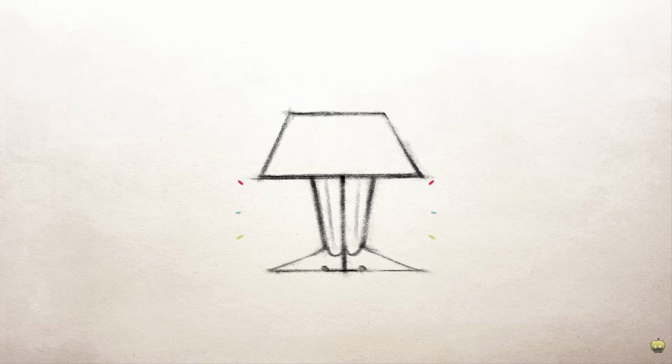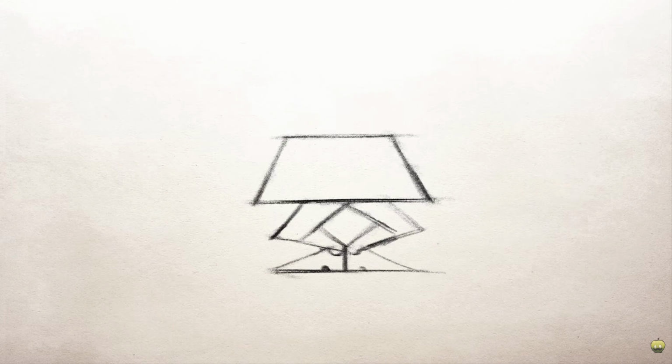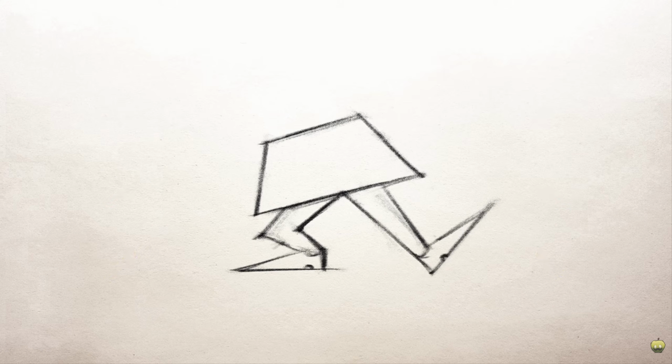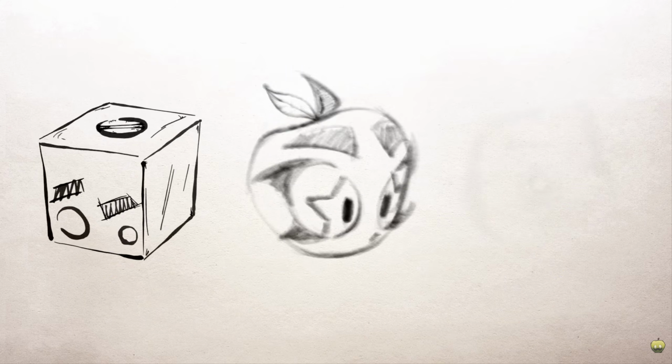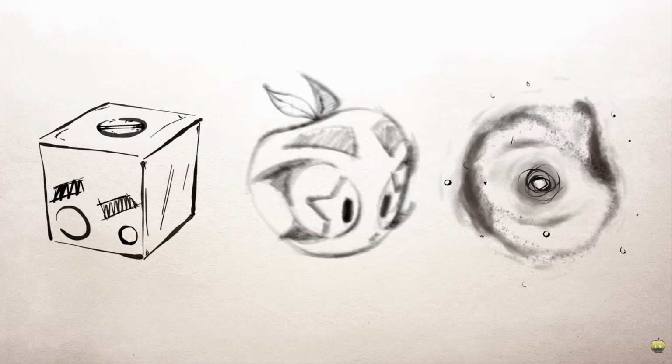For example, you could take a non-human form like a trapezoid, give it legs, which is a human characteristic, and boom, you have a character. Characters can potentially be anything. They could be a cube, an apple, or a nebula. As long as it has a personality, it's a character.